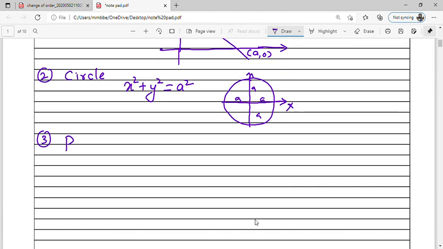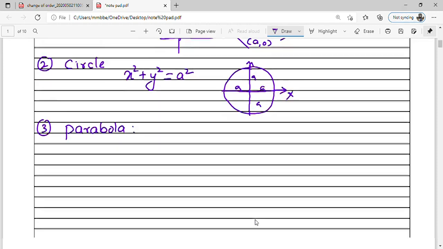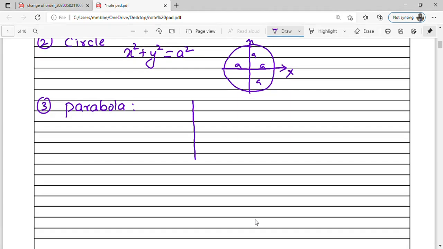Now the third one is the parabola. To solve change of order of integration, you need minimum knowledge of the parabola, circle, and ellipse. So this is the parabola, with the x-axis and y-axis. This one we call y square is equal to kx. Here kx determines the length. This other curve we call x square is equal to cy. C and k are constants. These are the parabolas.